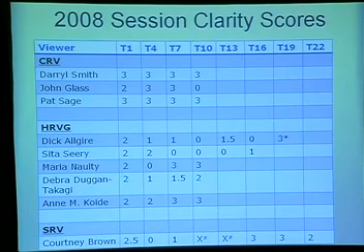Here are the remote viewers. Session clarity scores show how well they did. A 3 is a really great session. That means very profound target contact. 2 is good, but some decoding errors. 1 means more decoding errors, more problems, and 0 is a miss.